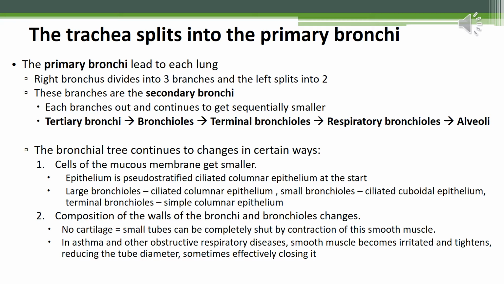And these secondary bronchi lead to the tertiary bronchi, which lead to the bronchioles, which themselves lead to the terminal bronchioles, which lead to the respiratory bronchioles, and then finally the alveoli, which basically look like dried grapes in the lung. As the bronchial tree continues to divide, there are some other changes that occur.